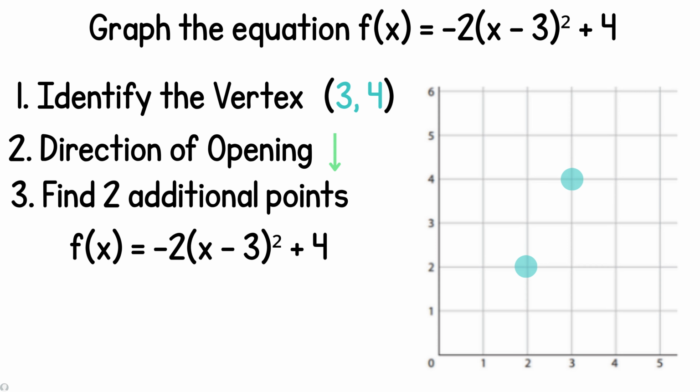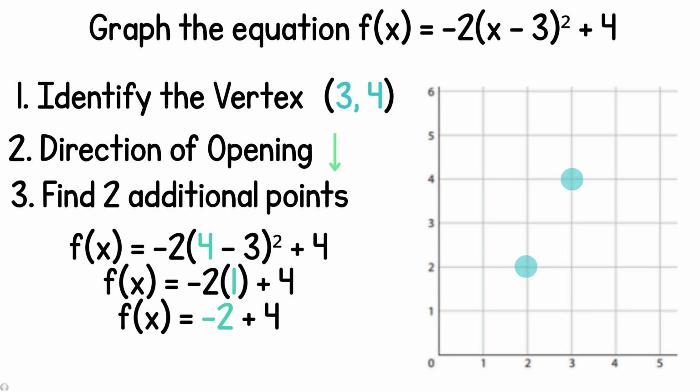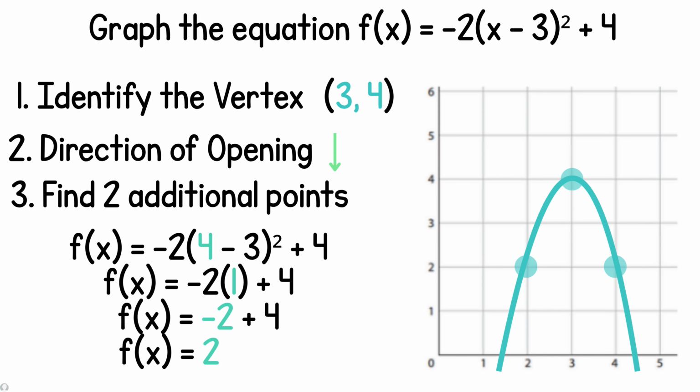Now we'll replace x with 4 since that's one number after the vertex. 4 minus 3 gives us 1, and 1 squared is still just 1. So multiplying that by negative 2 gives us negative 2, and then we'll add the 4, which gives us a value of 2 again. So we'll plot the point (4, 2) on our graph. And this makes sense because the line of symmetry happens where x is equal to h, or the x-coordinate of our vertex. So both sides of that line will be the same. Now we can just connect the dots to form the graph of this parabola.